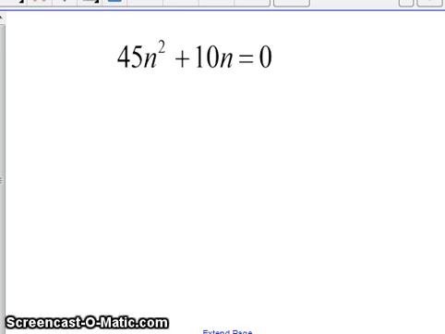All right, the equation's already set equal to 0. I've done step 1. What do I do?